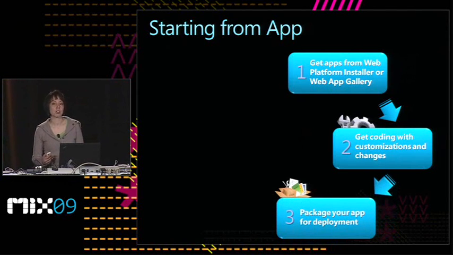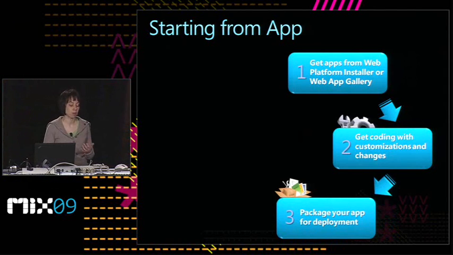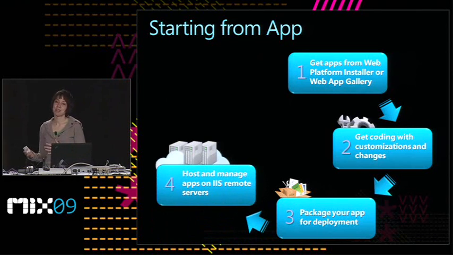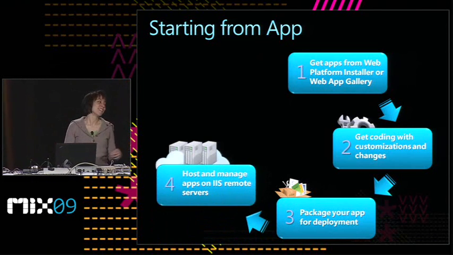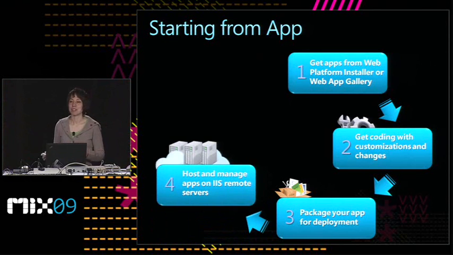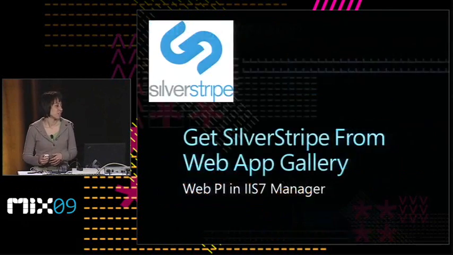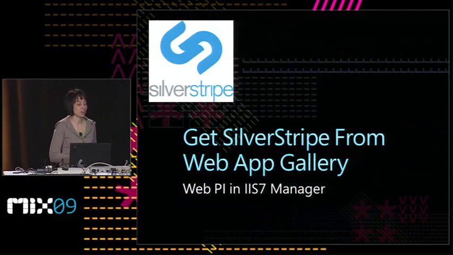And then you do your packaging, your application for deployment. That is a very similar process to the one that we've already discussed. And then there's the final step, and the one that I could probably spend an entire session on. It's the hosting and management of applications on remote IIS servers. So let's go ahead and start off by getting Silver Stripe from the Web App Gallery.